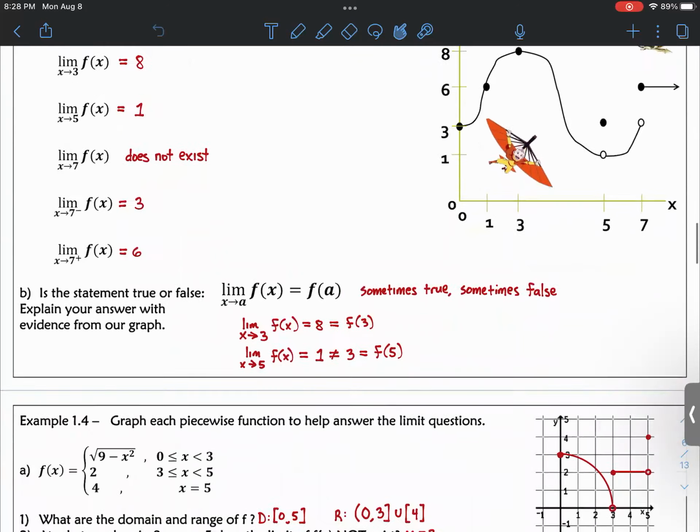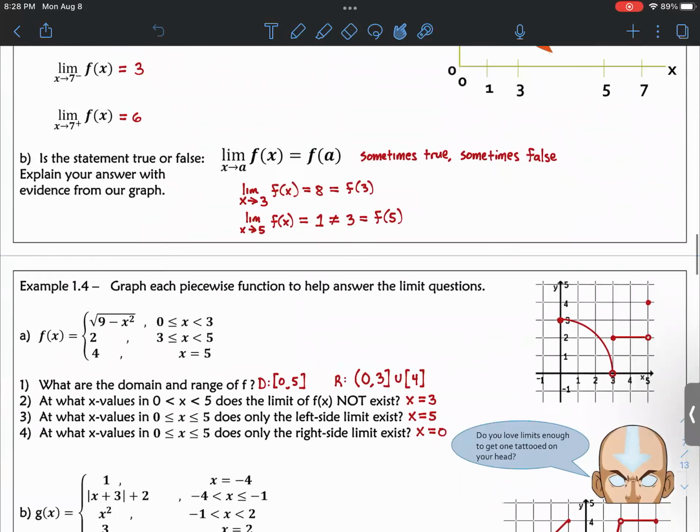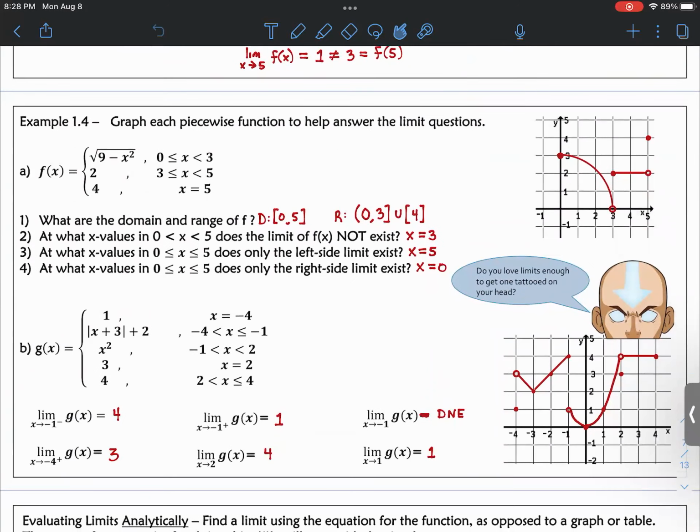Okay, moving on. Example 1.4. On this page, there was some practice with just graphing piecewise functions. It's a skill we should be pretty comfortable with at this point, but to save time, I'll just move along with the calculus questions. I have to assume that you all are able to graph these things on your own, or if not, you can look at some notes and practice. So here's the correct graph for part A. Once we have it there, a lot of these questions should be pretty easy.